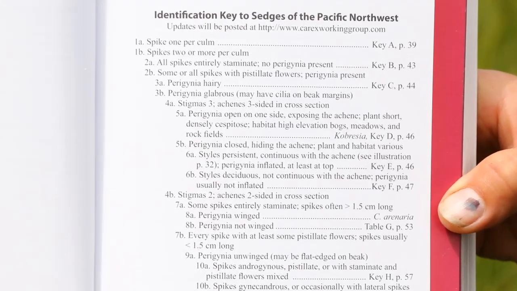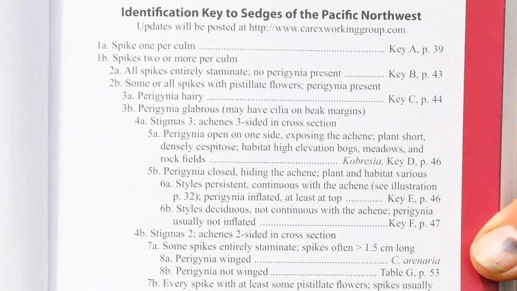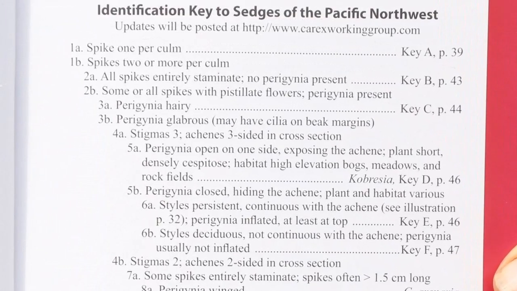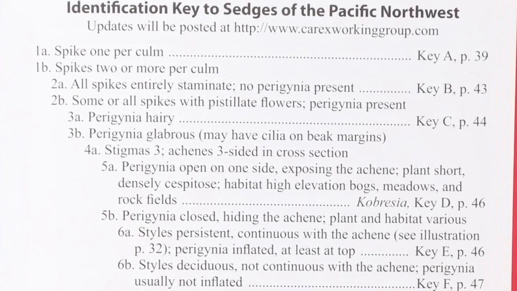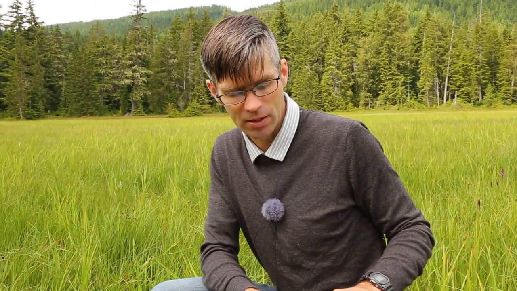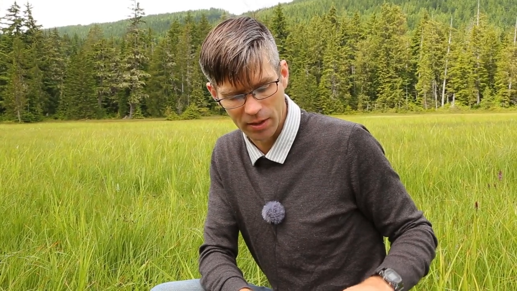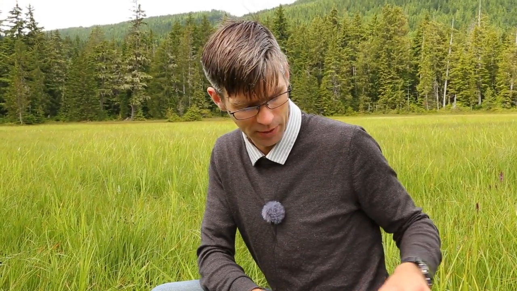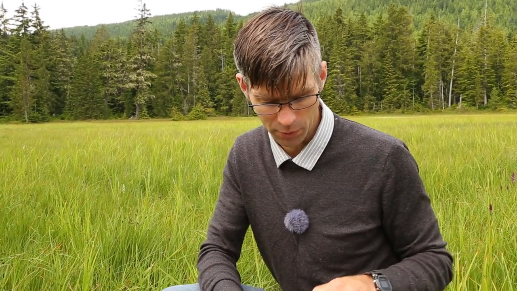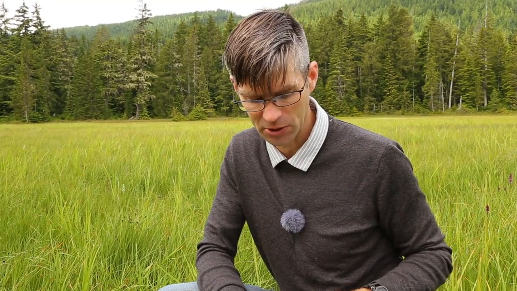2A is all spikes entirely staminate, no perigenia present. 2B says some or all spikes with pistillate flowers, perigenia present. So a staminate spike is the male spike, and a pistillate spike is the female spike. So we have some female spikes and a male spike. They're not all one or the other, so we have to go with 2B then. Some or all spikes with pistillate flowers.